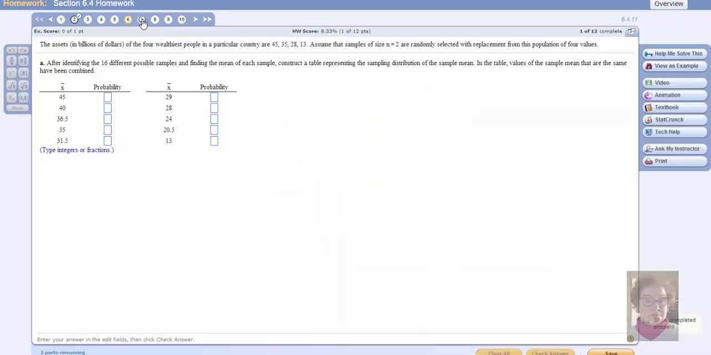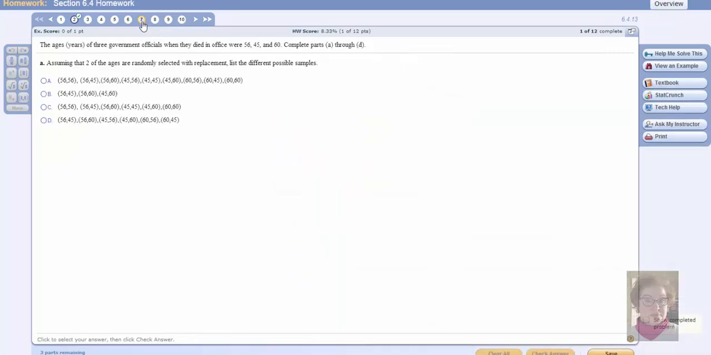In number 7, again, you want to figure out the possible samples, and remember, when we have 3 possibilities, we have 9 samples, so that makes it pretty easy. And then you're going to go through and do the same thing, but you'll want to put those samples into StatCrunch and do it. So I hope that helps with this section.